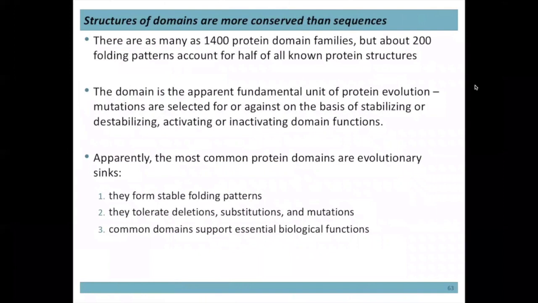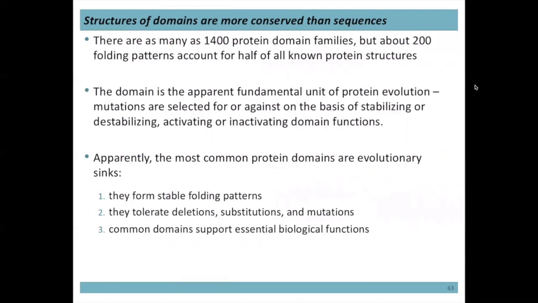But the structure of domains are more conserved than sequences. So there's as many as 1,400 protein domain families. So again, these are kind of the functional parts of the protein. But about 200 of these folding patterns account for half of all known protein structures. So these folding patterns that we see are very conserved. But that doesn't mean that the amino acid sequence is conserved. It just means that we get these typical folding patterns.